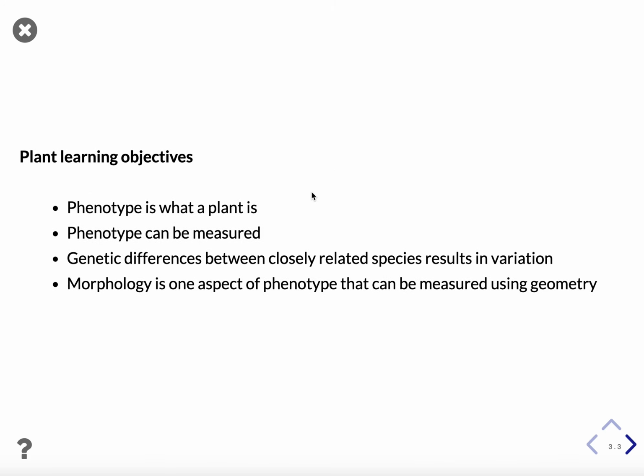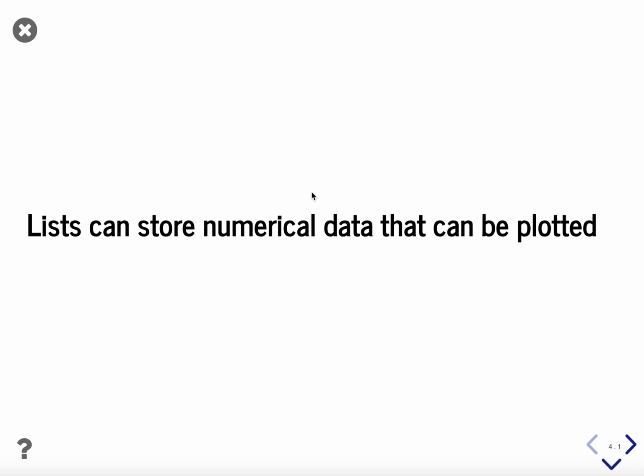The plant learning objectives are that phenotype is what a plant is, and that phenotype is something that can be measured. Genetic differences between closely related species result in variation, and as an example today, we'll be measuring morphology. It's one aspect that we can measure using geometry.